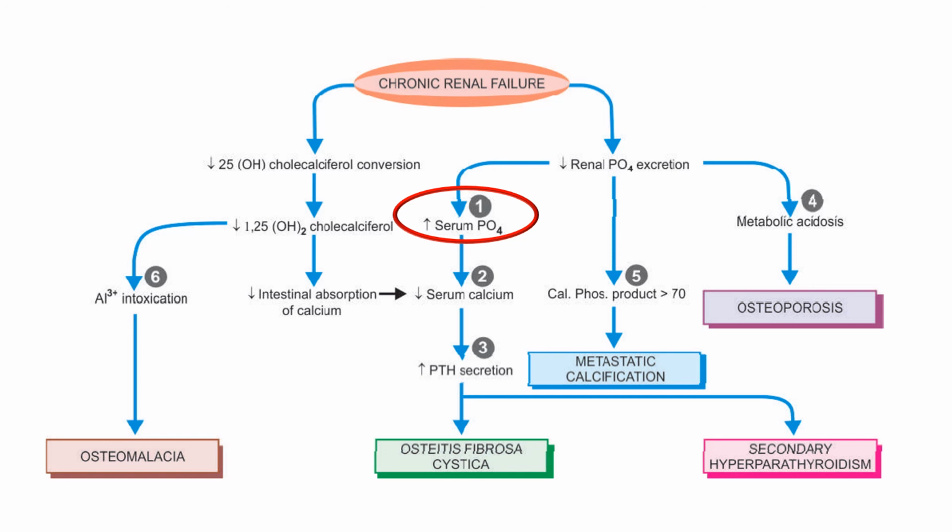Then conversion of cholecalciferol to its active form is decreased. So this will lead to decreased calcium absorption from the intestine, and this is on the one hand, while on the other hand there is aluminum intoxication. This aluminum is coming from the dialysis fluid, and this will lead to development of osteomalacia.